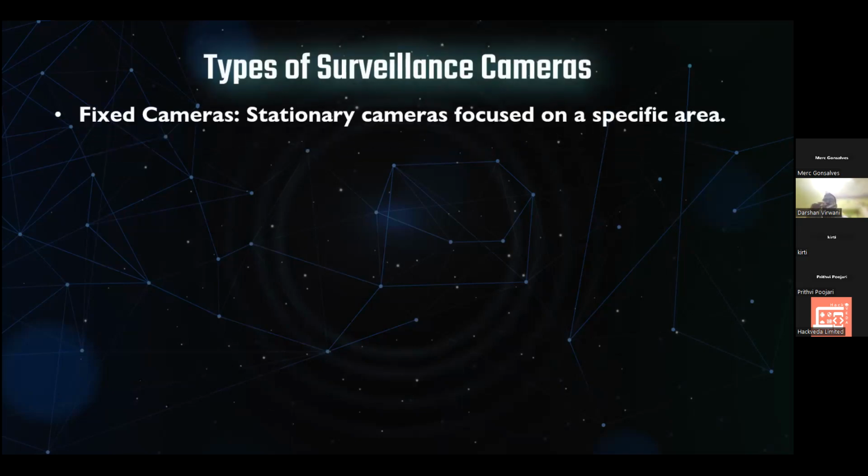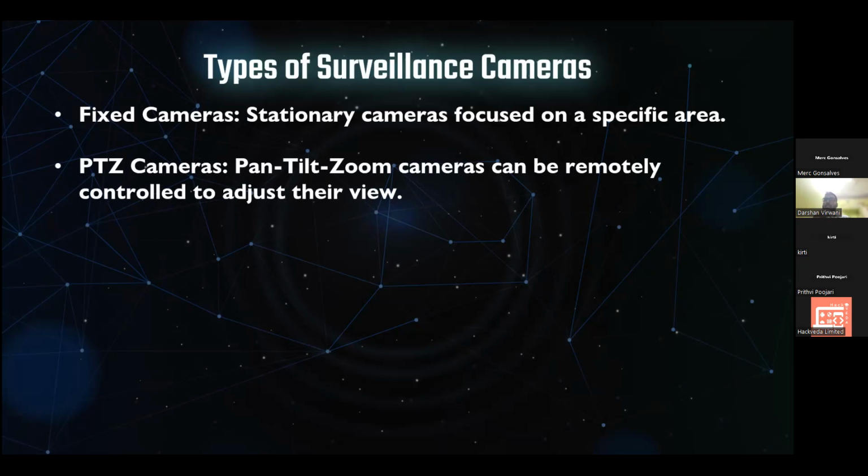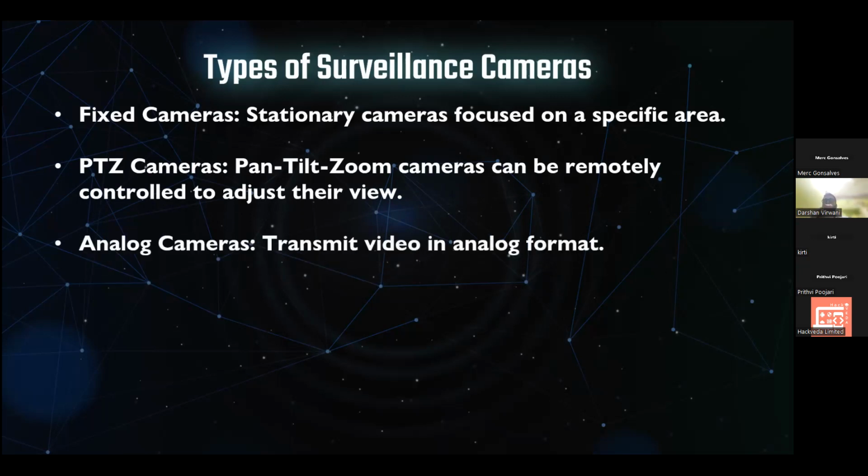Fixed cameras are stationary cameras which focus on a specific area. Many of us have seen this type of fixed camera. Next are PTZ cameras, pan tilt zoom cameras, which can be remotely controlled to adjust their view. They can also be called 360-degree rotating cameras because a person sitting in the security center can control them from their side and change the direction according to their need. Next are analog cameras. Analog cameras were used in the old days and transmit video in analog format.